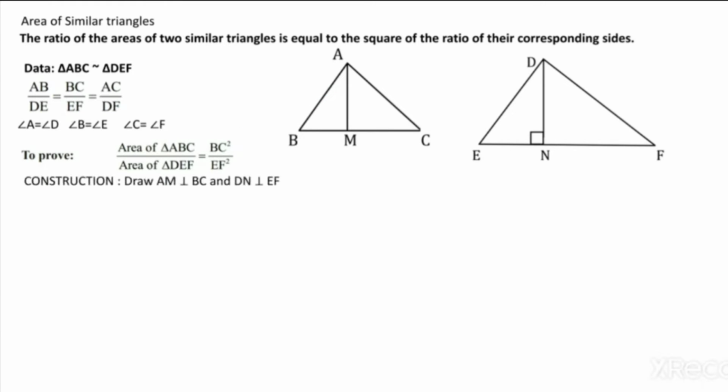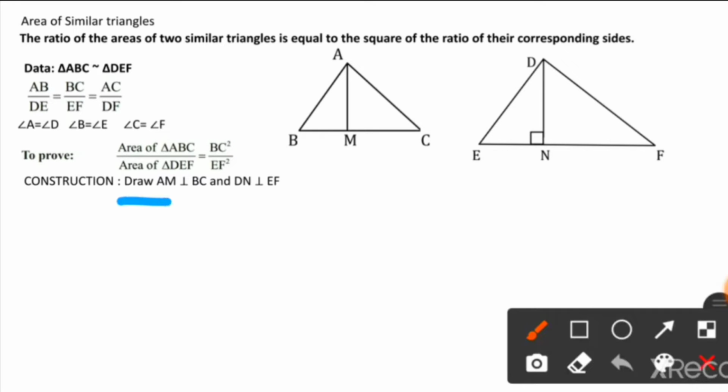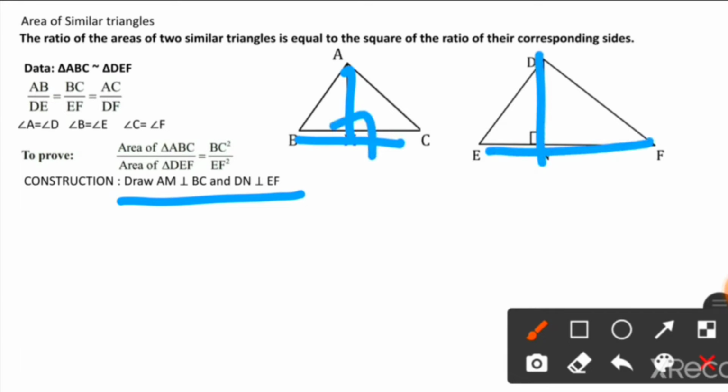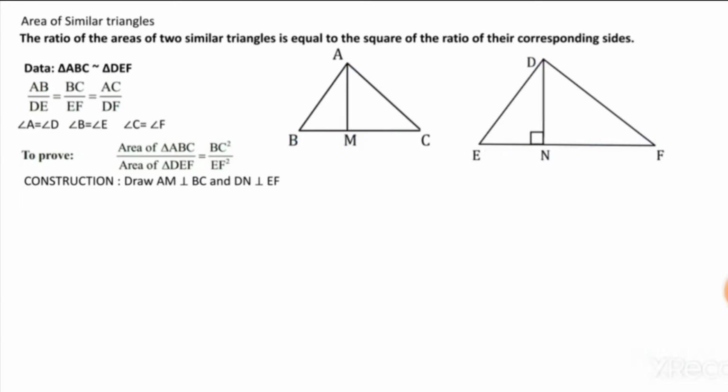Right. So the next thing is that we have to have the construction. In the construction part, we draw AM perpendicular to BC and DN perpendicular to EF. So the next part, that is proof. It consists of two parts, that is statement and reason.